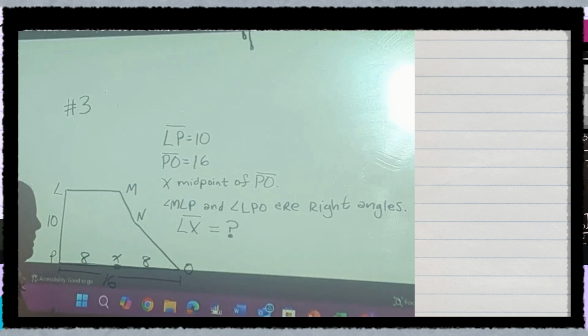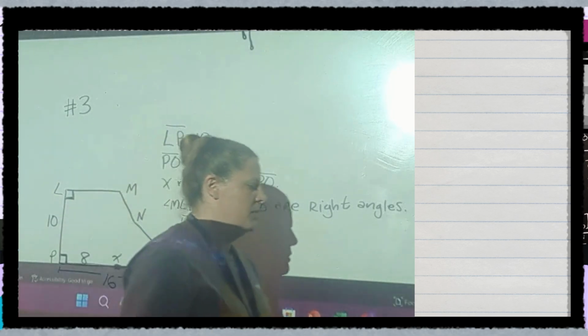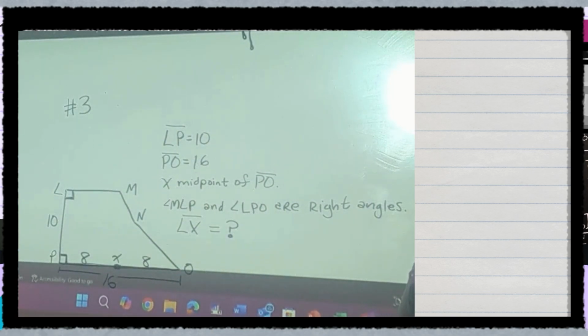Angle MLP and LPO are right angles, so I'm going to put that square in there. They want to know what is the length of LX. Wow, well, LX, I'm going to draw that in with a different color so you can differentiate between what we were given and what we're being asked for.